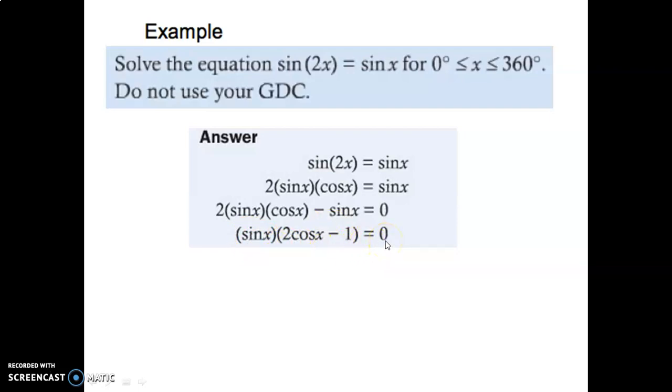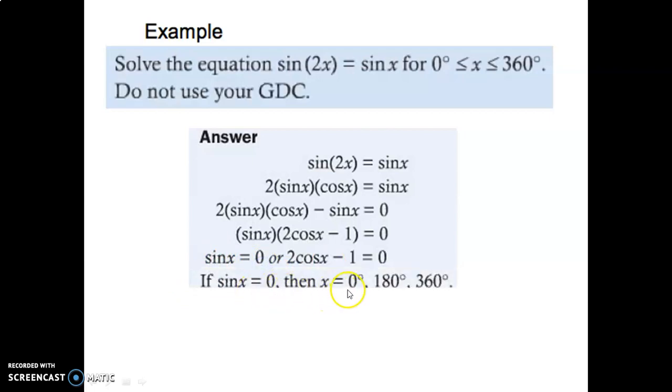So that's just like our work in quadratics. When you have something multiplied by something and the answer is 0, then each of those pieces might be 0. Therefore, we continue by saying sine x equals 0, or the other factor, 2 cos x minus 1 equals 0. And each of those now becomes a trig equation to be solved. All right, sine x equals 0. That means when are y values 0? Well, the y values are 0 when the angles are 0.